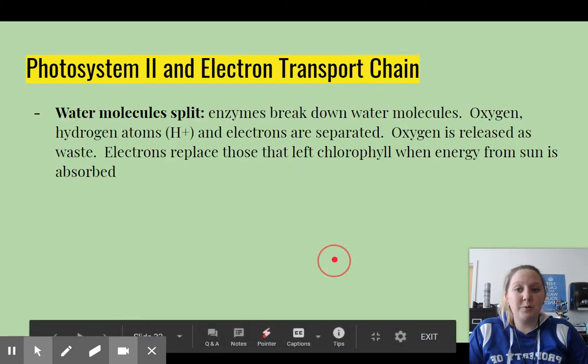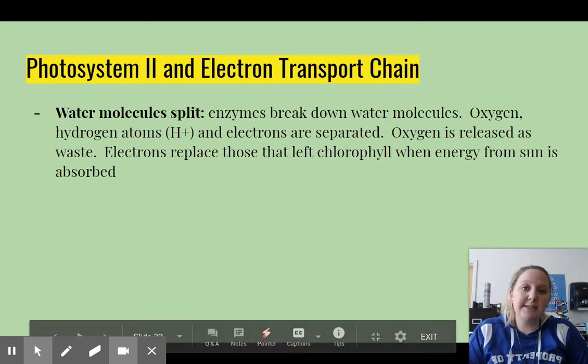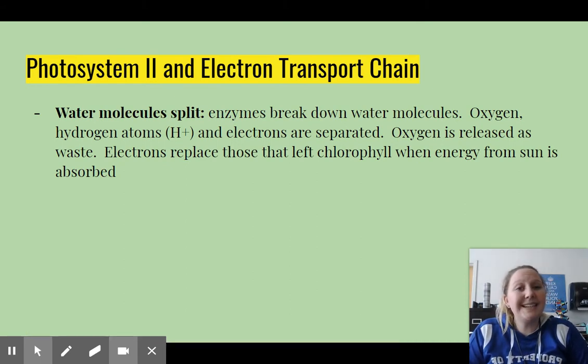After the energy is absorbed from sunlight, the water molecules get split. Water goes into photosynthesis. Water is broken down by a series of enzymes into oxygen, hydrogen, and electrons. Oxygen gets released as a waste product in the form of a gas. Electrons replace those that have left the chlorophyll when energy from the sun is absorbed, and they are passed to the electron transport chain.